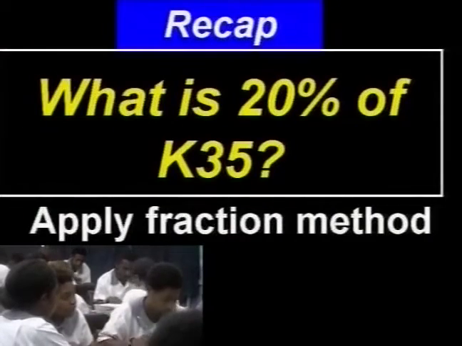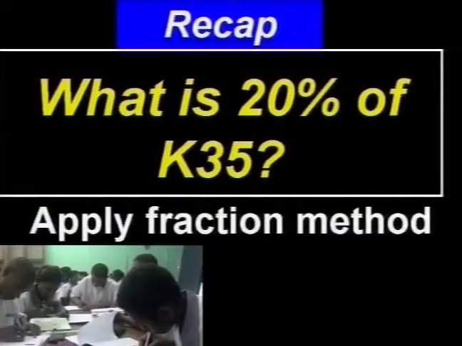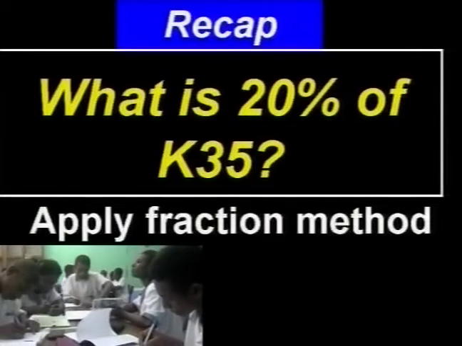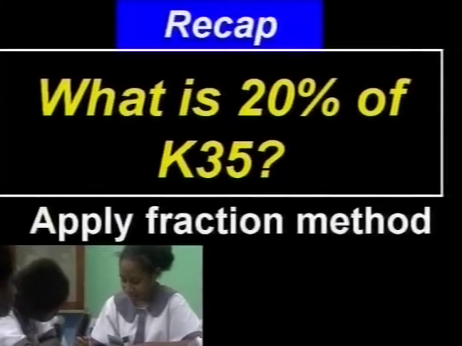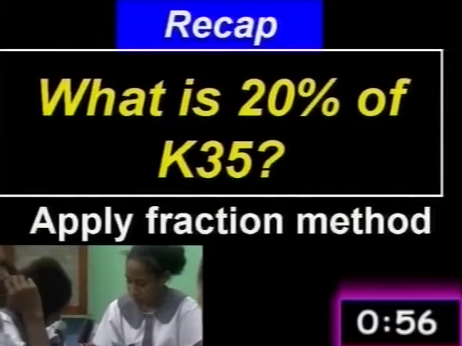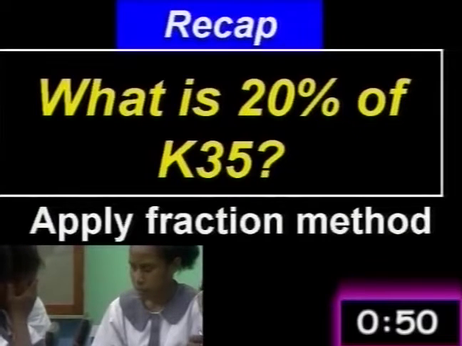Okay, before we go on to our next lesson, let's recap on what we learned in our previous lesson by doing an activity. What is 20% of 35 kina? You are to apply the fraction method to solve this problem. Quickly, you are given 1 minute because you are using only one method. As soon as you finish, you sit up straight.